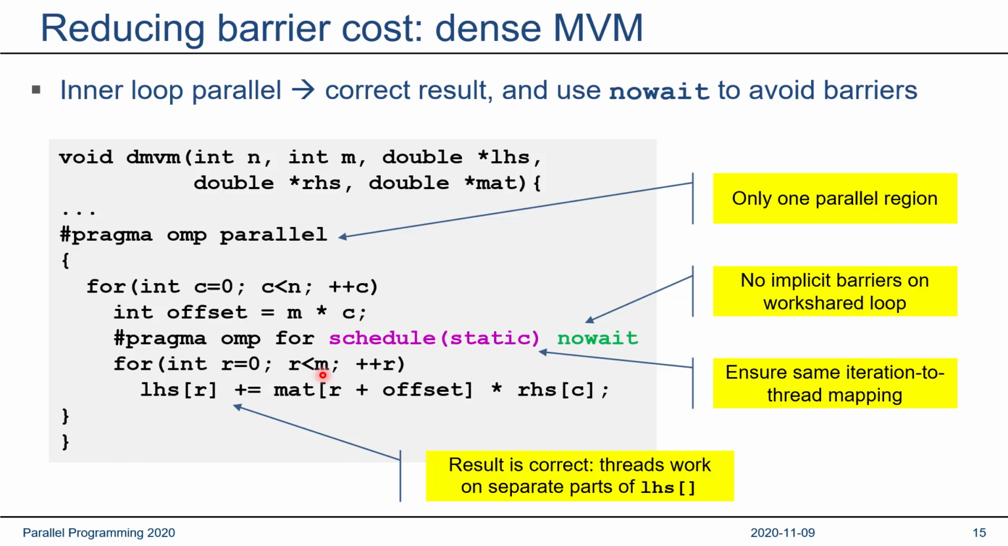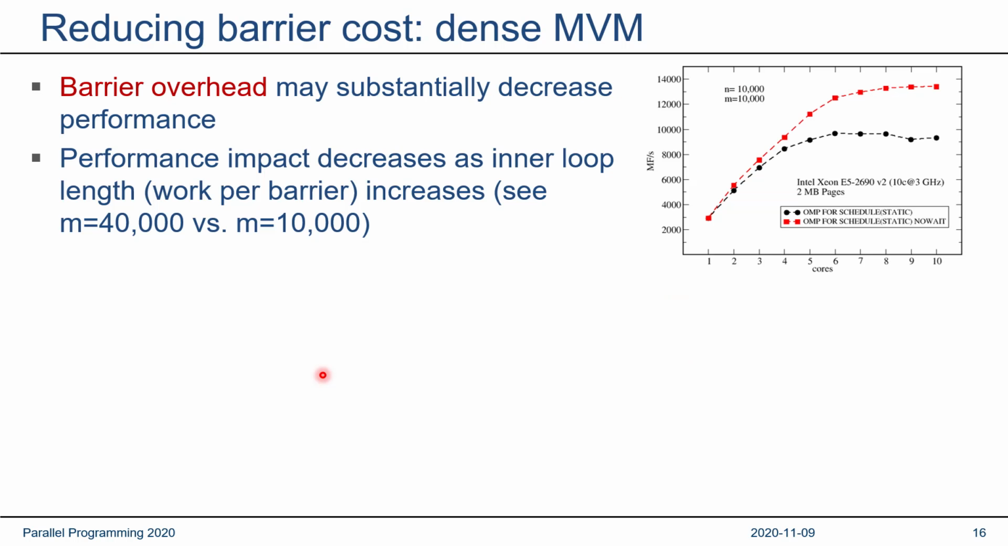Now let's look at some performance numbers. Here's performance in megaflops per second for this program versus the number of cores used with OpenMP for two cases. The red line is with using the nowait clause as shown in the previous slide, and the black line is without using nowait, so with the implicit barrier at the end of each workshared loop. The problem size was chosen to be 10,000 by 10,000, so both loops have a size of 10,000. Now here you see that the barrier overhead substantially decreases the performance. So this is the impact of the barrier.